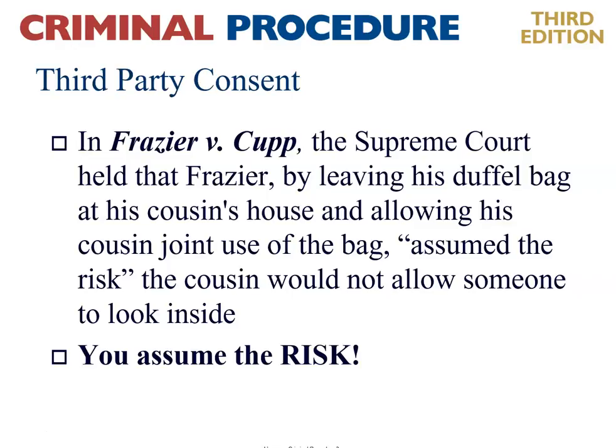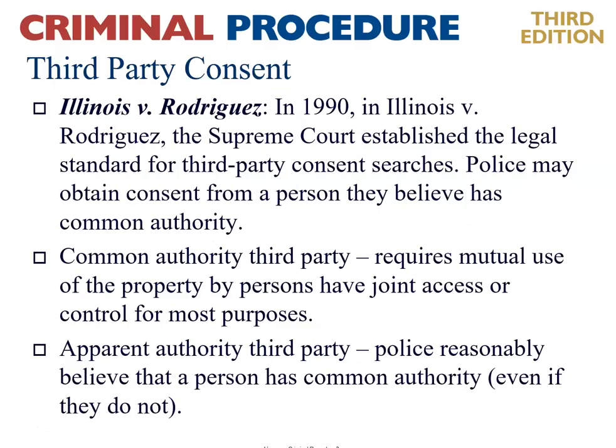And what about third party? We're not going to go over a lot of third party, but understand, especially in this case, Frazier versus Cupp. The Supreme Court held here that Frazier, by leaving his duffel bag at his cousin's house and allowing his cousin joint use of the bag, basically assumed the risk and the hope that the cousin wouldn't allow someone to look inside. So third-party consent can sometimes be tough, but if there's something jointly used, you assume the risk that that person won't allow somebody else to look.